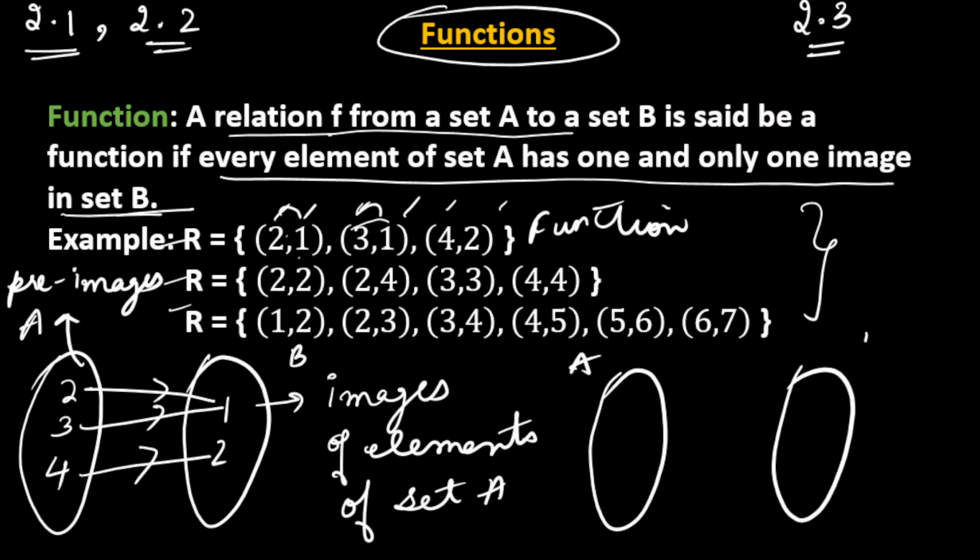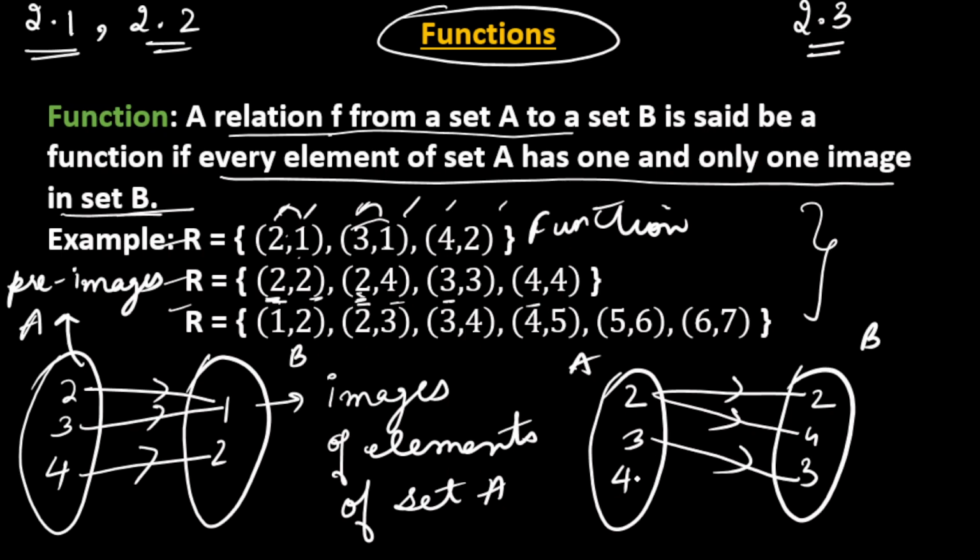This is set A, this is set B. Elements of set A are 2, 3, 4. If any element is getting repeated, we don't have to write it twice or thrice, because whenever we are writing elements of a set, only one time we have to write. We don't have to repeat the elements. Then 2, 4, 3. The first ones are the elements of set A and the second ones are the elements of set B. So 2 maps with 2, that means image of 2 is 2. Image of 2 is 4 also. 2 maps with 4. 3 maps with 3 and 4 maps with 4.